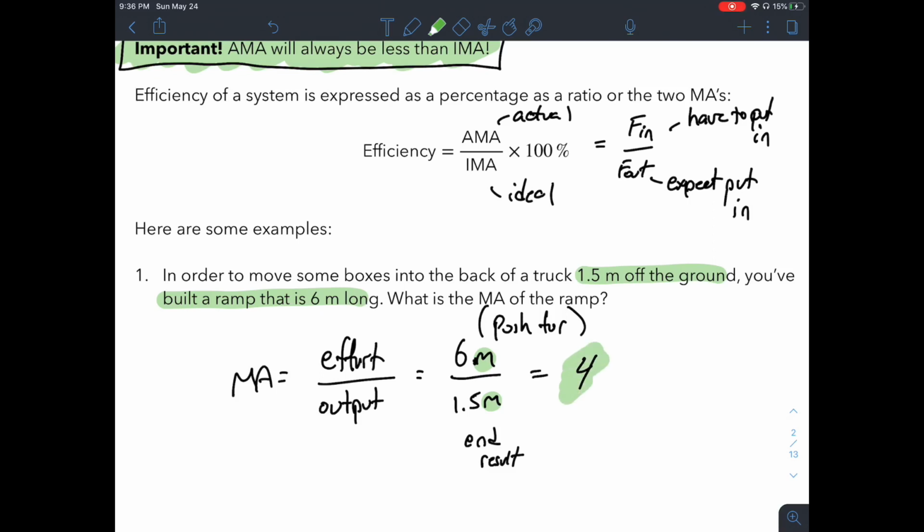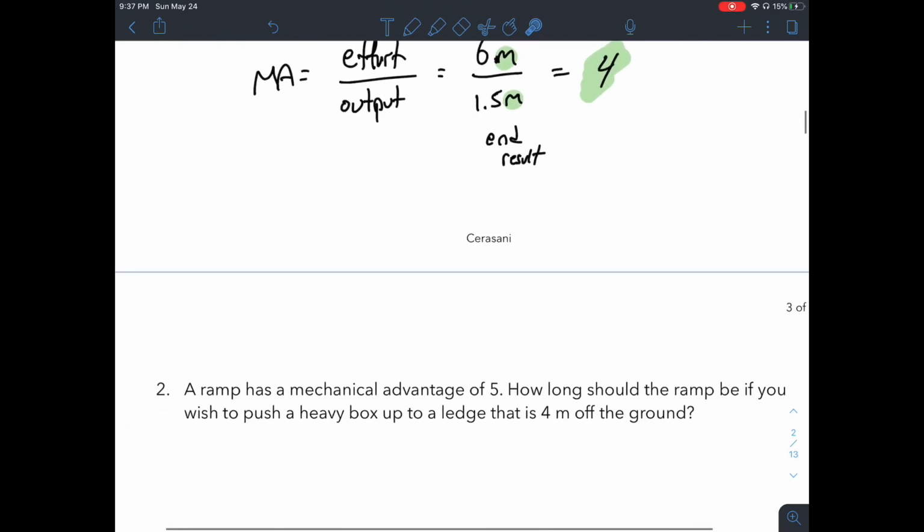So that means if you are lifting something that is 100 newtons, you only actually have to push that object with 25 newtons, and we will go up the ramp. Yes, you have to do it 4 times as long, right? 6 meters is 4 times longer than the height you were trying to get to, but you did it with a lot less force. Cool.